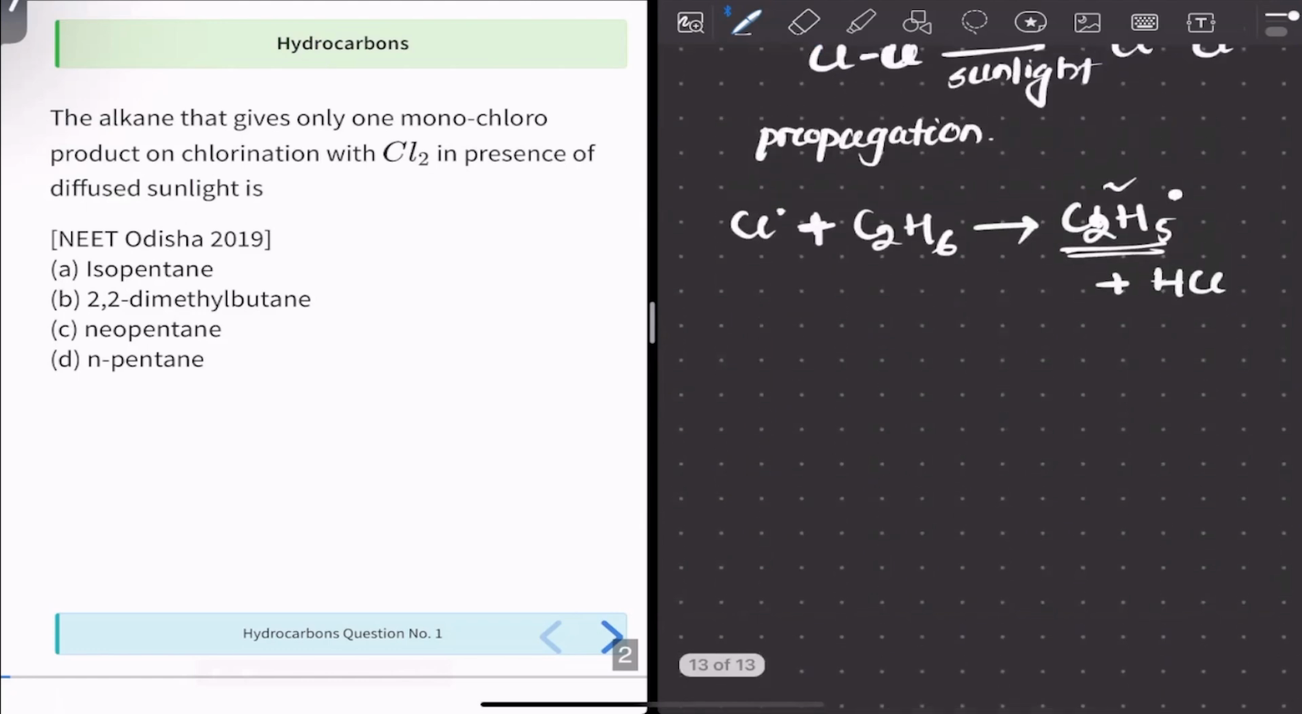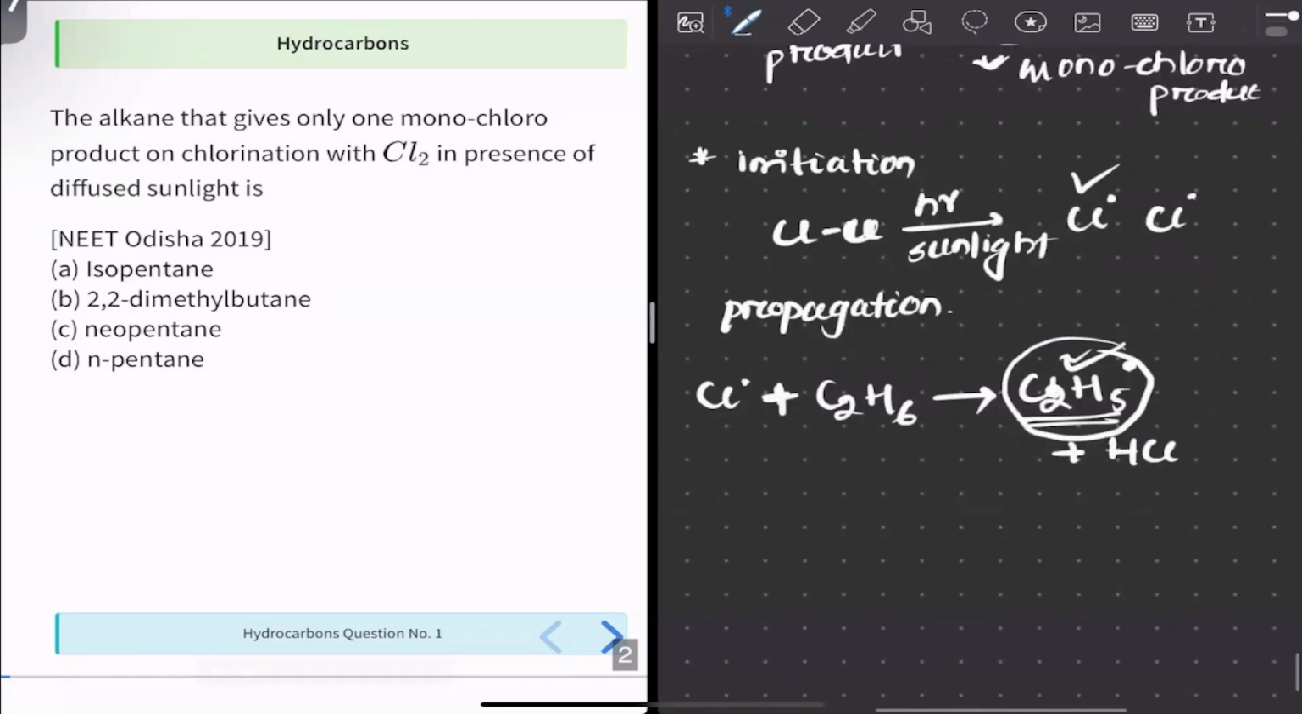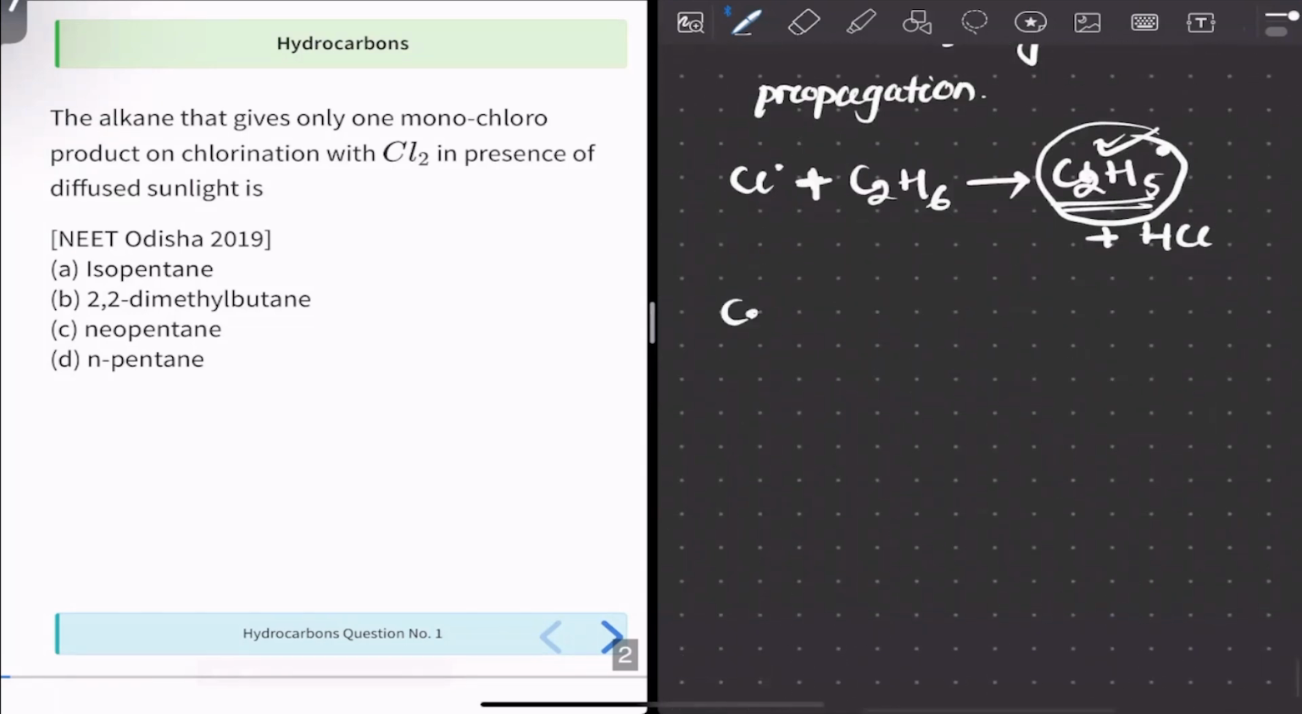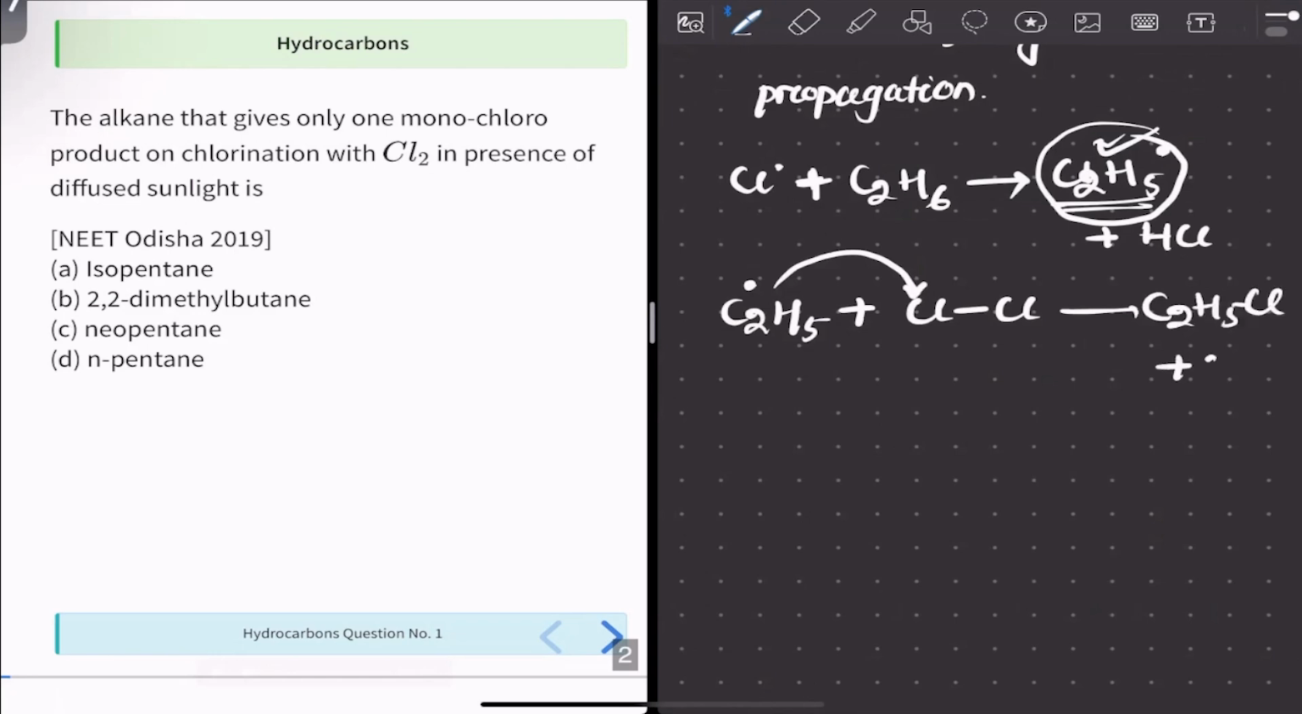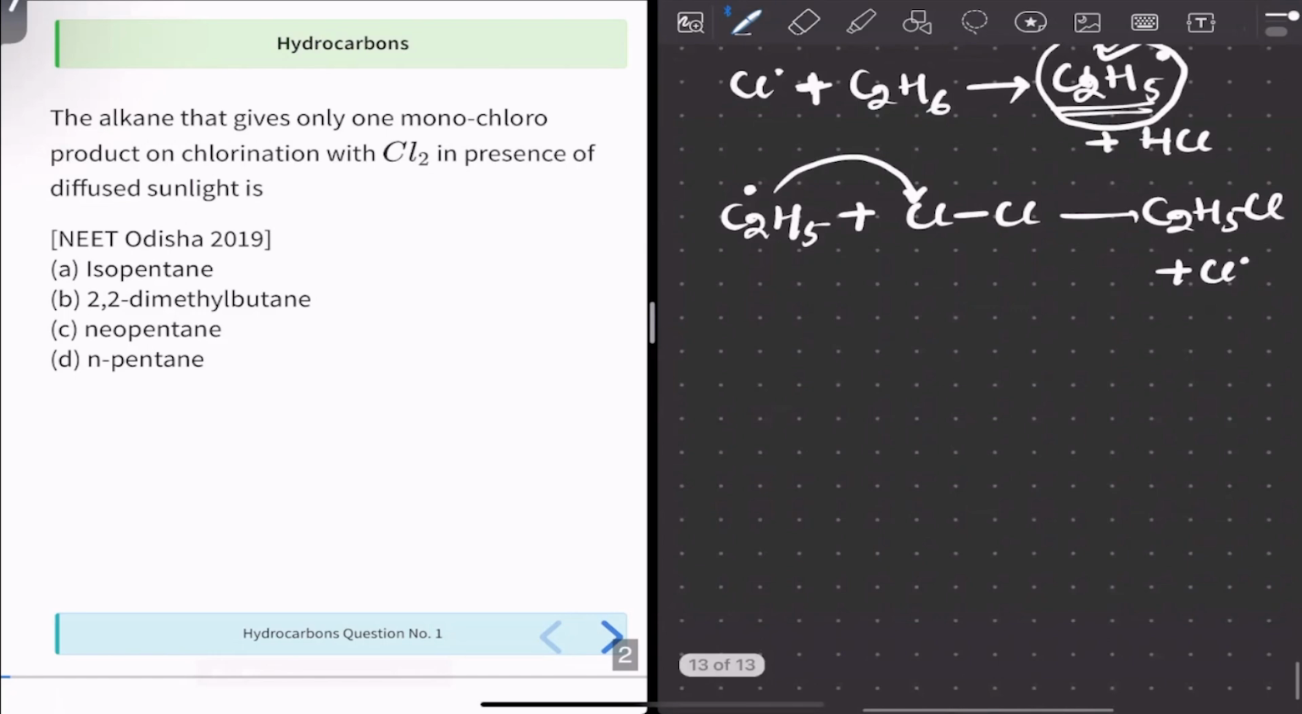Then this new free radical will attack the chlorine molecules. C2H5 free radicals will attack a chlorine molecule. Okay, so it will form C2H5Cl plus chlorine free radical. It is the propagation part.